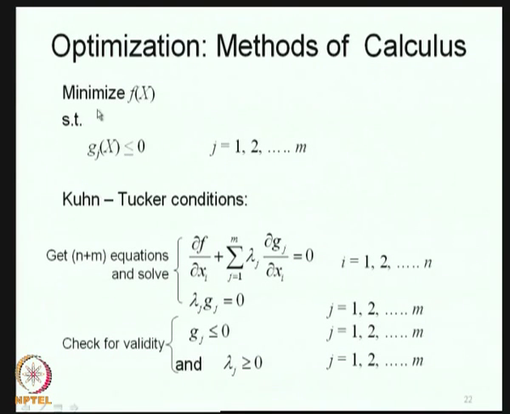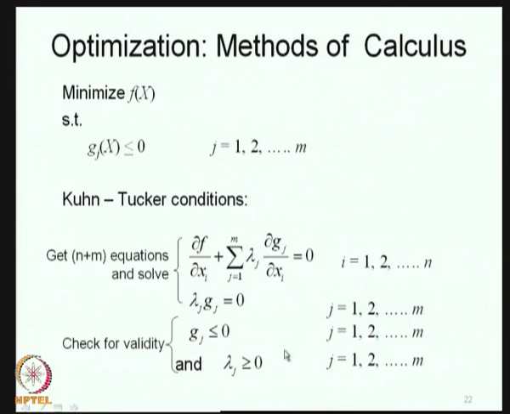Remember again that lambda j greater than or equal to 0 depends on this particular combination, minimize f of x subject to gj of x. So, when you have these particular combinations, the lambda j will be greater than or equal to 0. Gj less than or equal to 0 just depends on the original constraints. If gj of x is greater than or equal to 0, here it will be gj of x greater than or equal to 0.